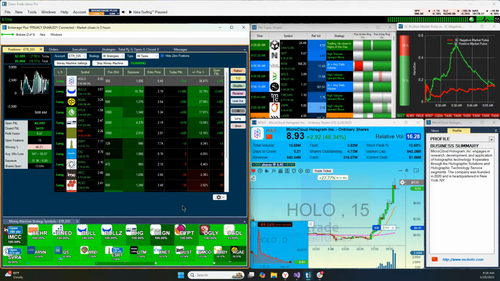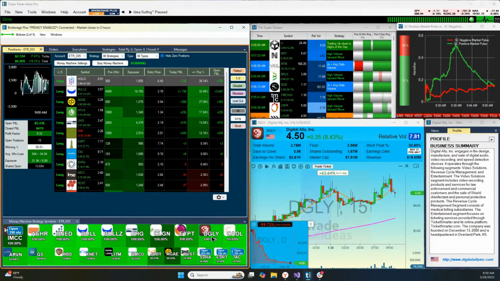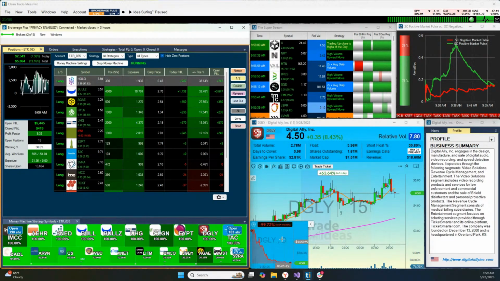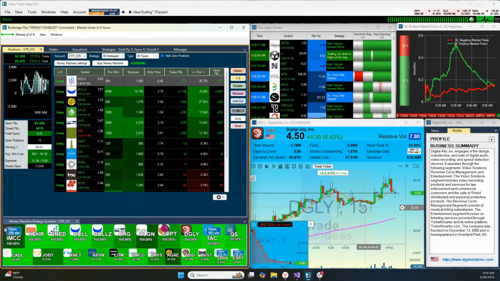No offense. So the most important thing, oh, this is another one. You guys keep an eye on this one. And again, 30% short float. Just keep an eye on it.